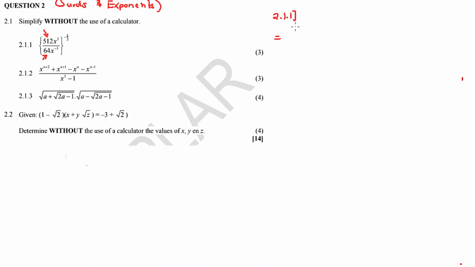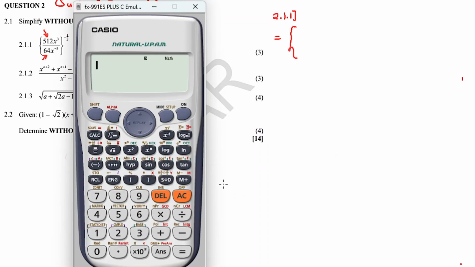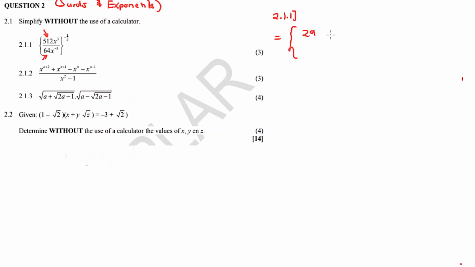So the 512, you punch onto the calculator: 512, shift, equal, factor. 2 exponent 9. Okay, you can see 2 exponent 9, then times x exponent 3, divided by 2 exponent 6, times x exponent minus 3. So the 64 is actually 2 raised to exponent 6 when you punch this on the calculator.